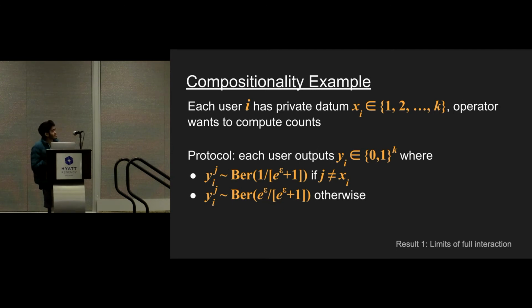So here's an example. Say that each user has a private piece of data, and that private piece of data is just an element from some finite universe of size k. And you, as the operator, want to compute counts for the different elements. So you can come up with this protocol where each user is going to output a binary vector of length k, and they're going to do this in the following way.